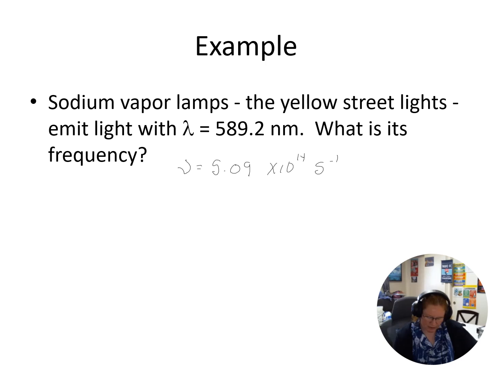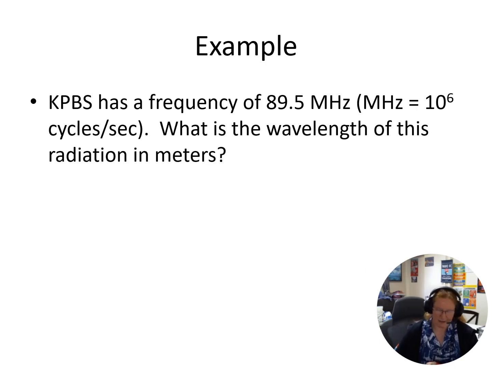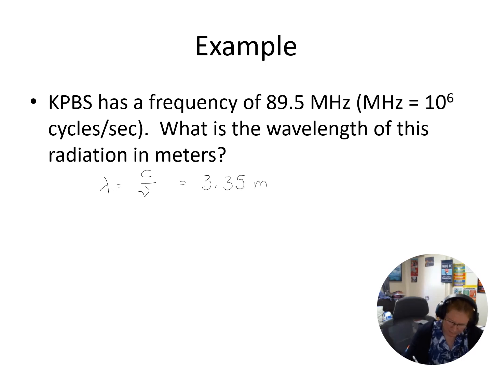And then the last one I want you to try is this one right here. Okay, so KPBS here in San Diego operates on a 89.5 megahertz frequency. And so this time I want you to try to calculate the wavelength. All right, well, it ends up being pretty similar. The wavelength is going to be the speed of light over the frequency. Okay, and so we've got a conversion there from megahertz, and so what you should get is a wavelength of 3.35 meters.